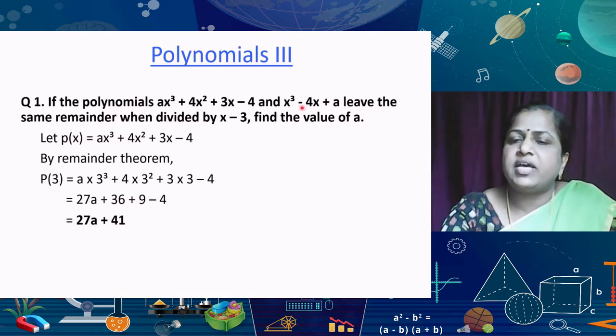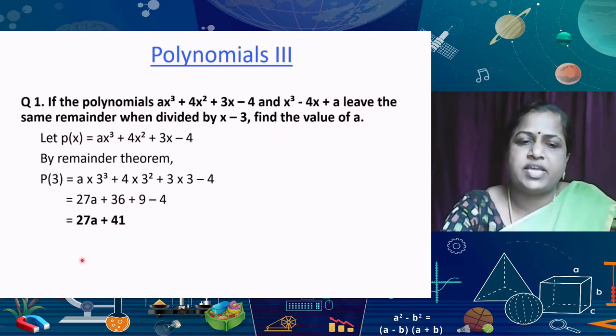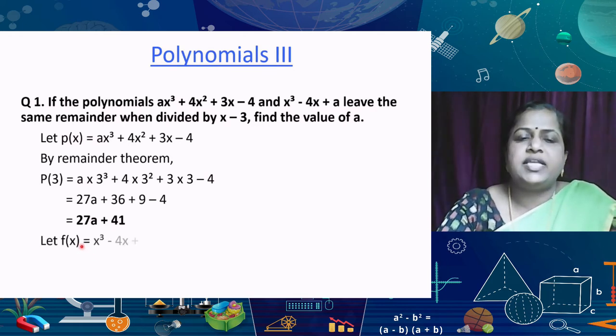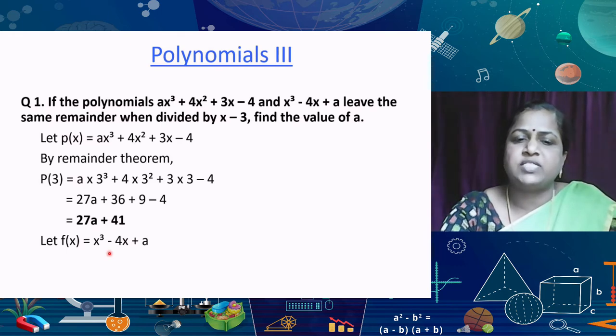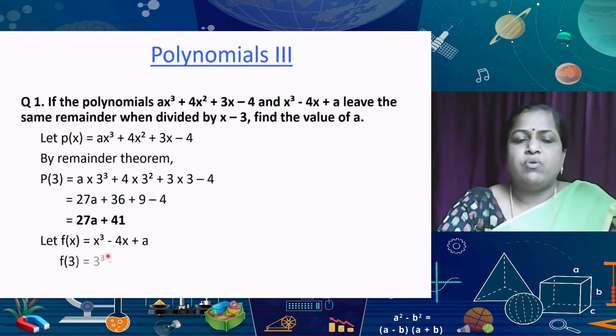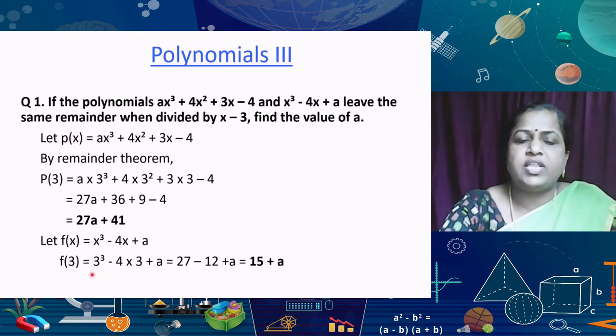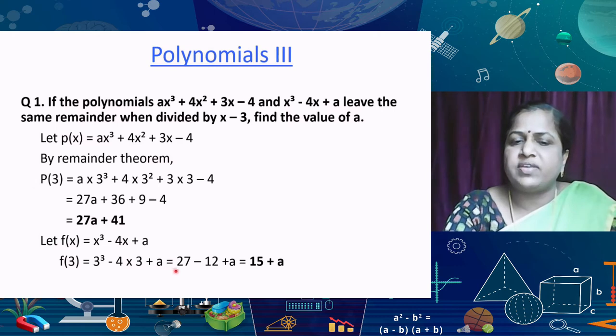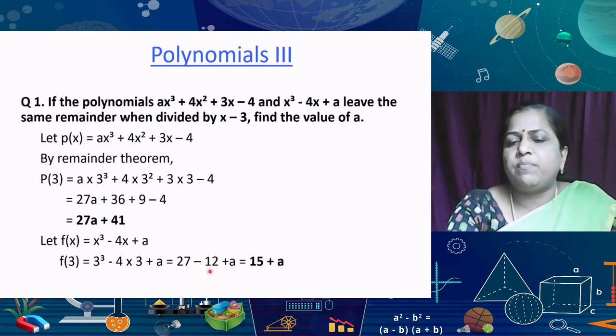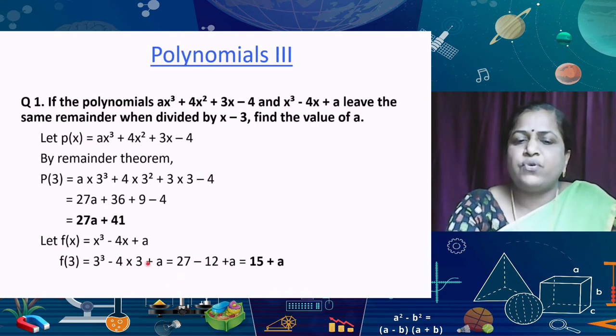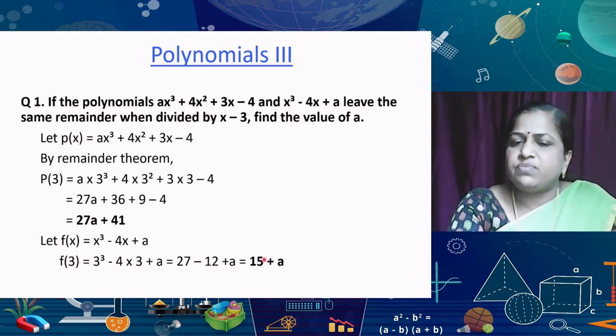Now we are given another polynomial, and we divide this also by x minus 3. So we take this polynomial as f of x equal to x cube minus 4x plus a. Now by the same theorem we can find the remainder. We get f of 3 equal to 3 cube minus 4 into 3 plus a. That is 27 minus 12 plus a. 3 cube is 3 into 3 into 3, that is 27. 4 into 3 is 12. That is 15 plus a.